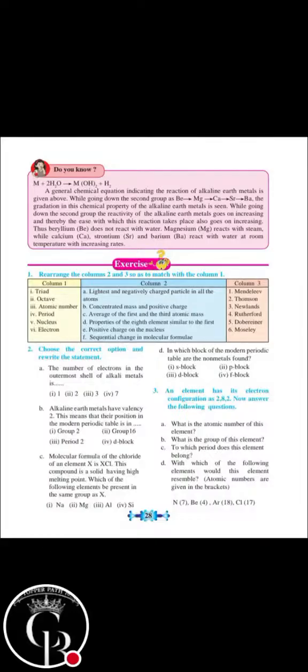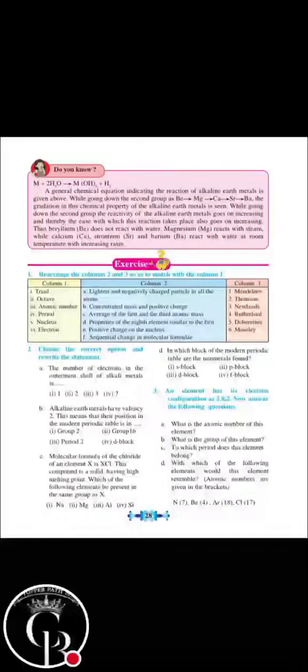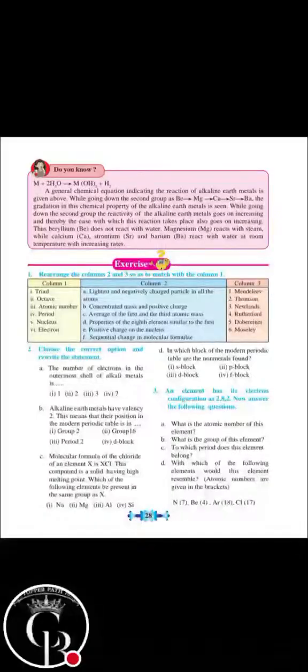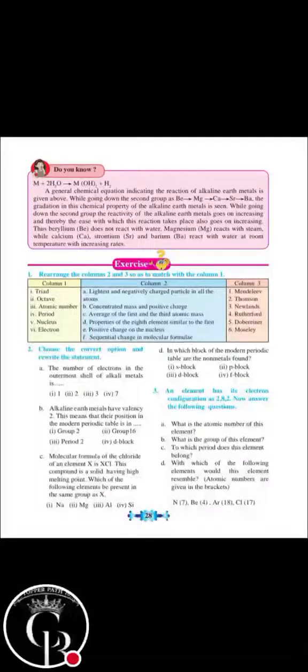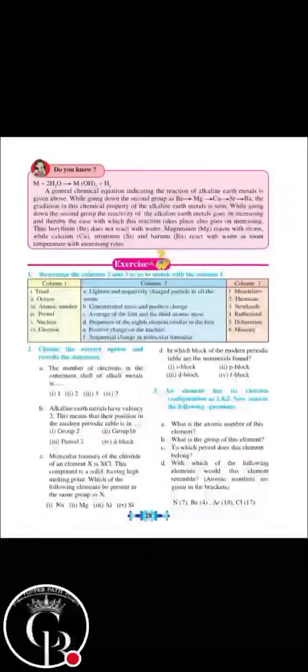What we studied in this video, let's revise. Classification of elements: Dobereiner's triads, arranging in order of increasing atomic mass. Newlands' octaves, arranging in order of increasing atomic mass. Mendeleev's periodic table, arranged in order of increasing atomic mass. Modern periodic table, arranged in order of increasing atomic number.